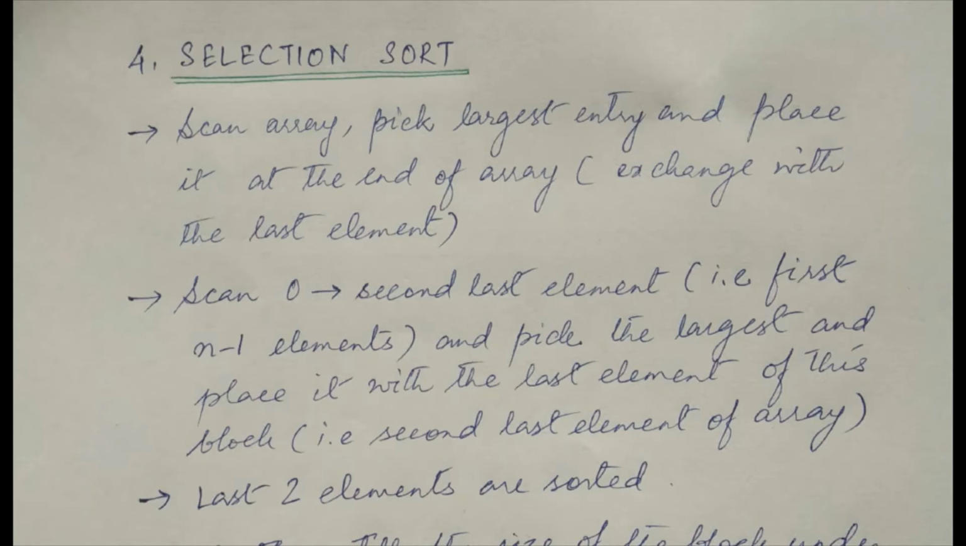Now another sort that we have is selection sort, kind of similar to what we do in bubble sort. But in bubble sort we compare adjacent elements so that the maximum is shifted to the right. Here we scan the array, pick the largest entry, and place it at the end of the array. So how do we place it? We exchange it with the largest element.